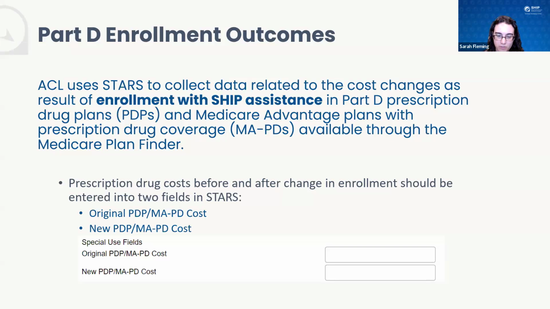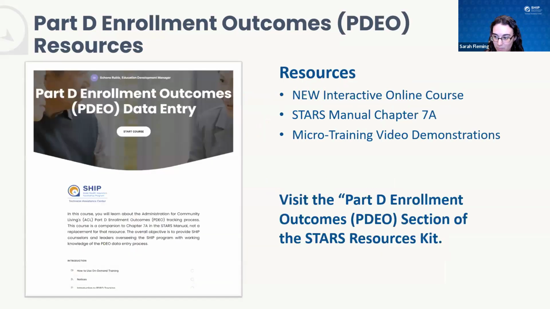So when you are entering a beneficiary contact form, the first 2 special use fields, which you will see toward the end of the form when I do the demonstration, are where you would enter data from the plan finder. And that is data on what the beneficiary would have been paying prescription cost-wise before the change was made and what they are paying after the change was made. So those are the original and new PDP, MAPD cost fields. And if that sounds very confusing and complicated, it's because it is extremely complicated.